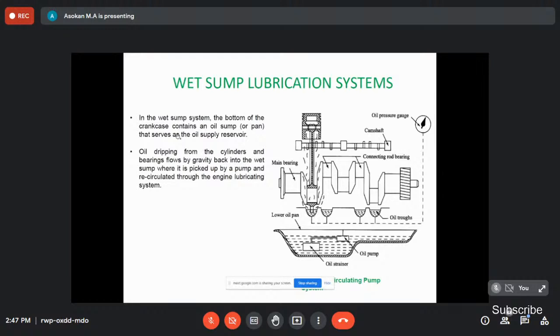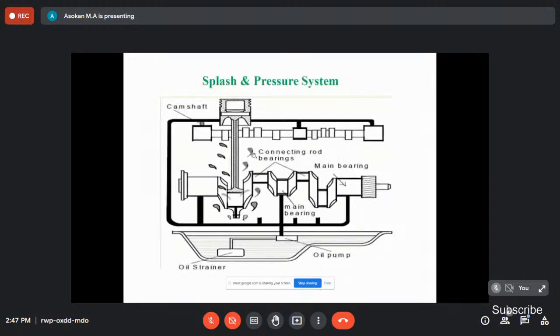The bottom of the crankcase contains the oil sump. The oil dripping from the cylinders and the bearings flows back into the sump under gravity. Again, due to gravity, it comes back to the oil sump. This is used for low capacity engines, the wet sump lubrication system. Here the oil pressure gauge measures the pressure.